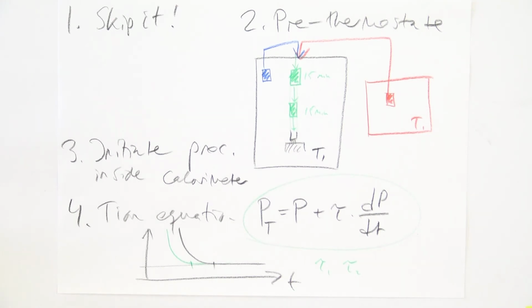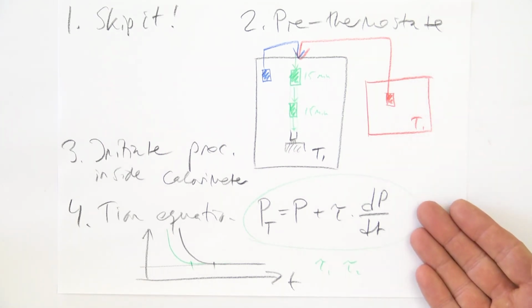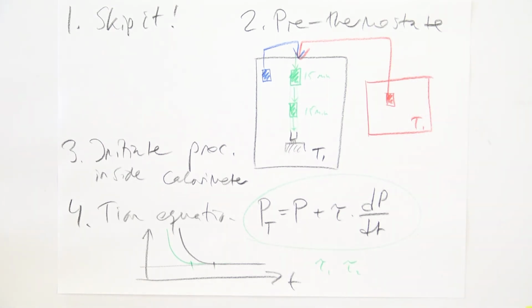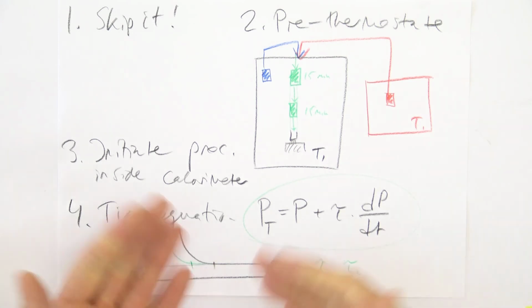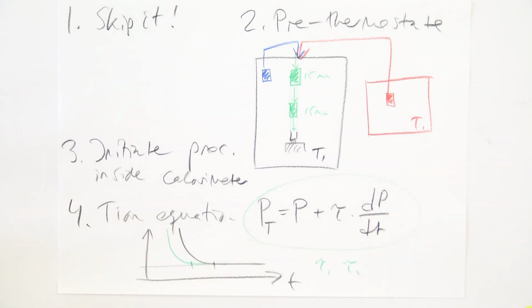So these are 4 ways to deal with initial disturbances, and maybe a combination of them is the best. For example, pre-thermostating and then Tian correcting. So the take-home messages of the 2 videos on initial disturbances are that there is usually an initial disturbance when you start a measurement in an isothermal heat conduction calorimeter, and do not mistake this for a signal from the process in your sample. And there are ways to reduce the impact of the initial disturbances. Thank you for listening and watching.